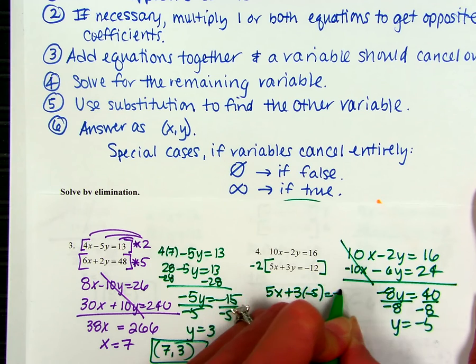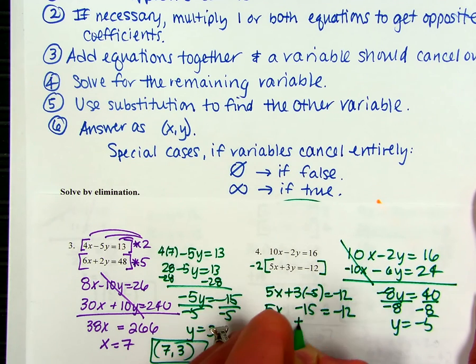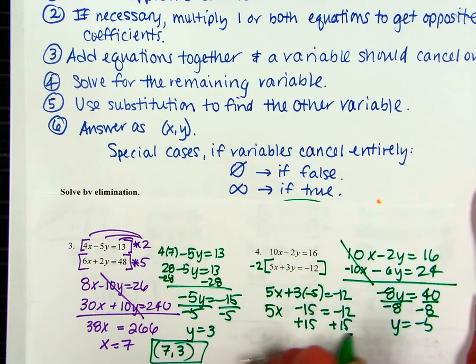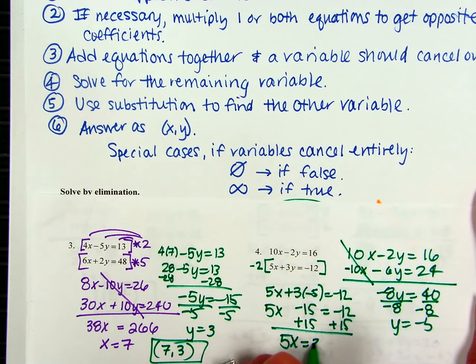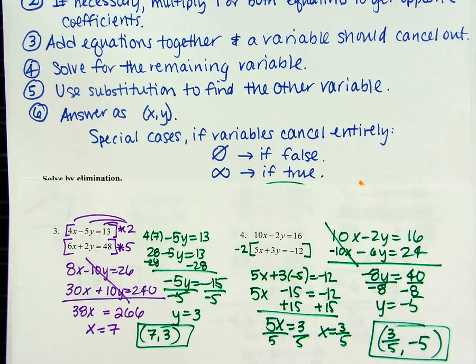So 3 times negative 5 is negative 15. And if I add 15 to each side, I have 5x equals 3, and x equals 3/5. So for all of these problems, I ended up just getting one single point where the 2 lines cross. And you have ordered pairs for your final solutions.